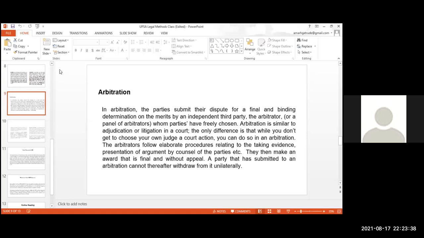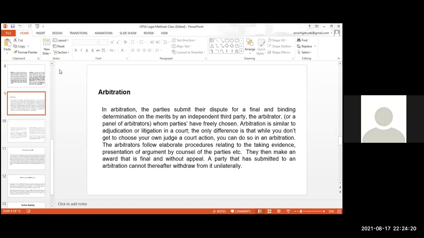Now, remember we had said that an arbitral award, which is simply the decision of the arbitrators, is final and binding, meaning that it cannot be appealed. You cannot appeal the substantive decision that the panel of arbitrators or the arbitrator has made. However, what you can do is to have that award set aside. And there are grounds laid down upon which you can have that award set aside.